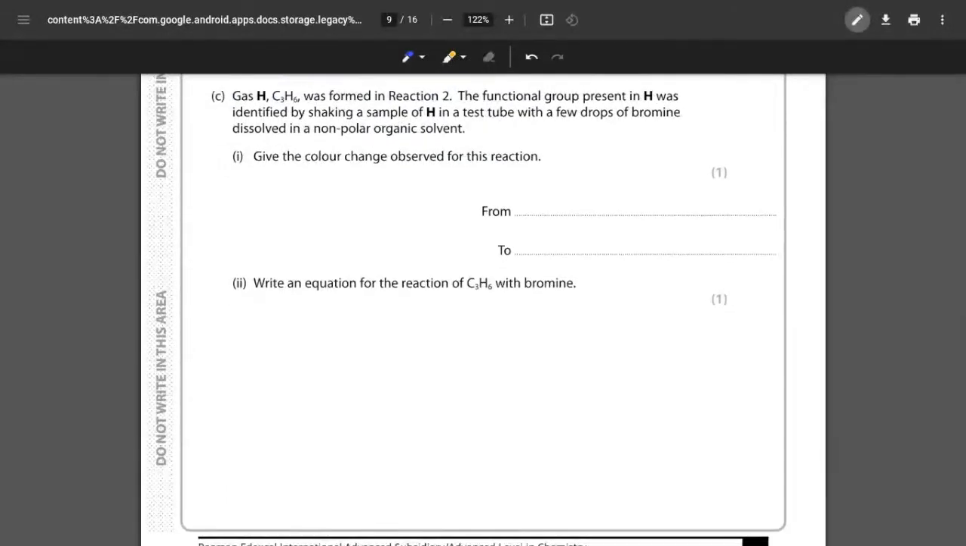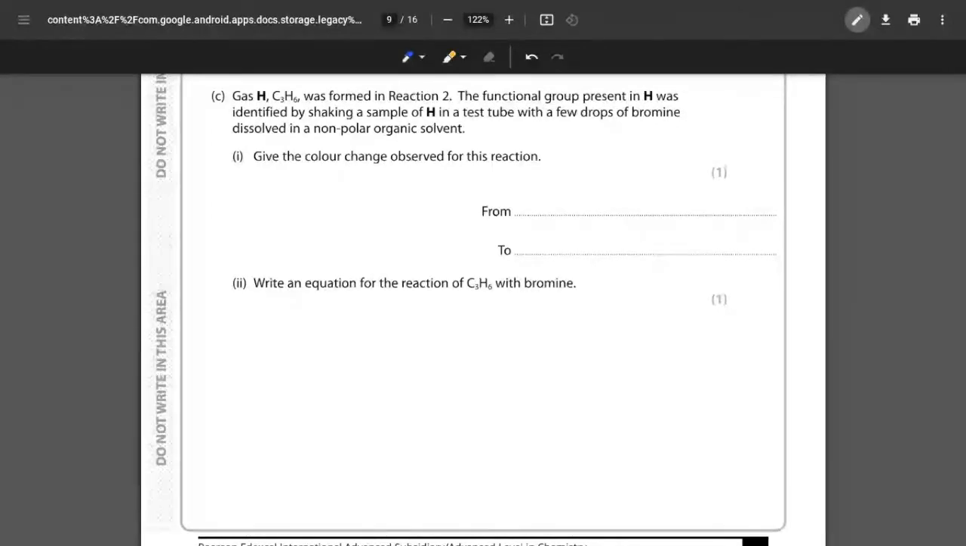For part C, we're looking at gas H, the C3H6 that was formed in reaction number 2. Well, this was in our elimination reaction, and we're making this alkene, and the functional group that was present was identified by shaking a sample with a few drops of bromine dissolved in a non-polar organic solvent. So that's basically our bromine water, or a version of bromine water.